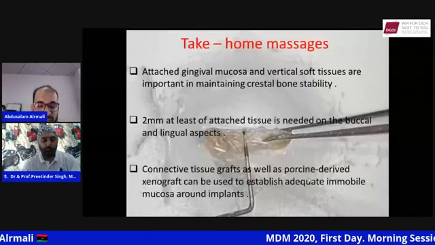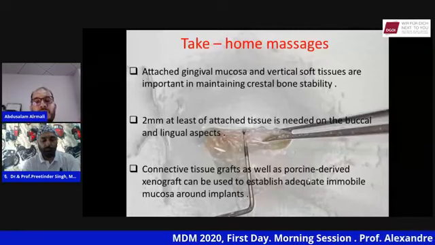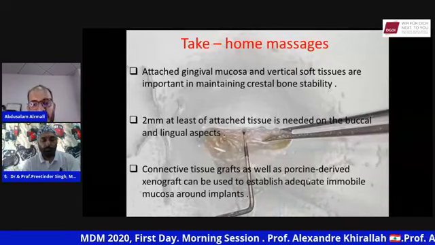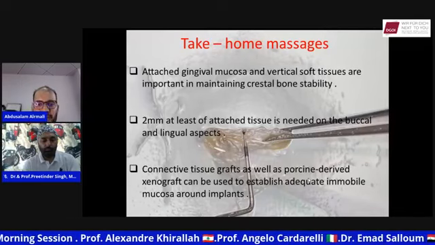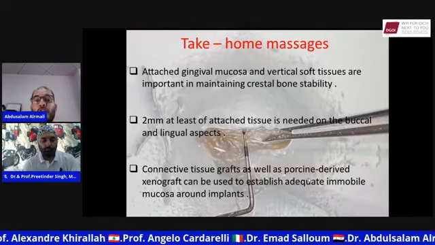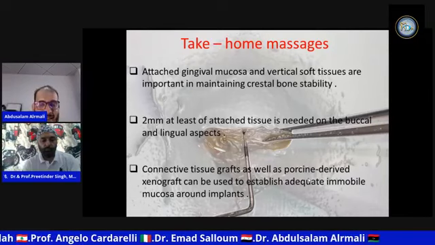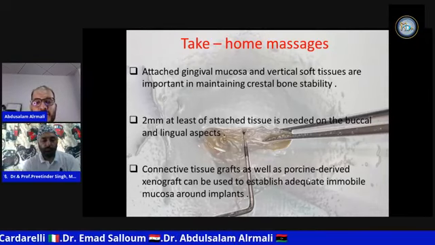So this is our take-home message: augment the soft tissue, respect the vertical and the horizontal dimensions with keratinization of at least 2 millimeter on the buccal and on the palatal side to maintain the soft tissue seal around the implant and maintain the crestal bone stability.